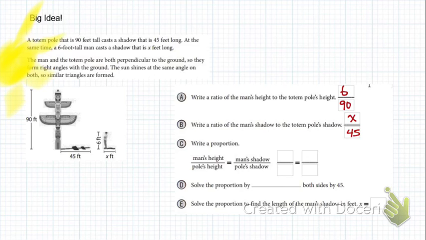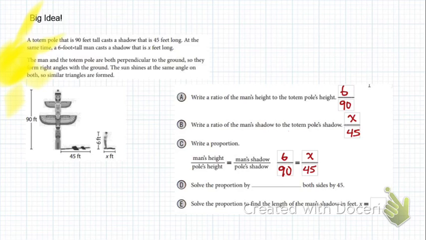So now we're going to take the man's height, which is 6 feet, over the totem pole's height, right here. I'm just going to copy that right here, which is 90. And then we have the pole's shadow, which is 45. We don't know what the man's shadow is, but we could get an idea here. Now, we could look at this a couple of ways. We could either cross multiply, or we could just guess here.